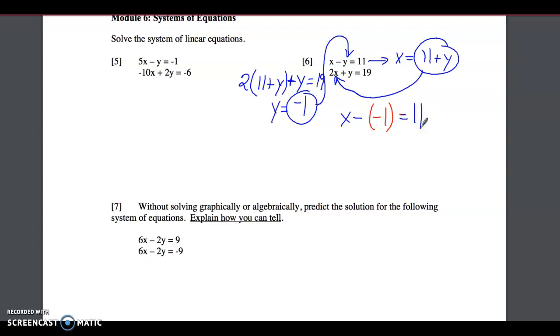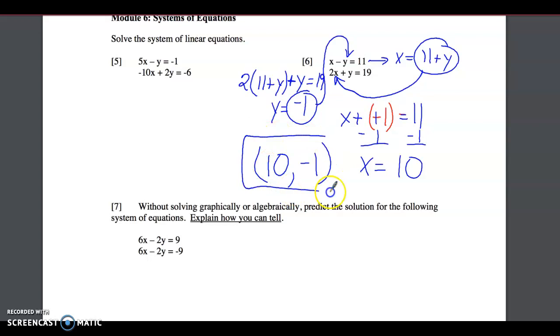A minus a negative is a plus, so that'll simplify things a little bit. So x equals 10. Our point is 10, -1. This is our answer.